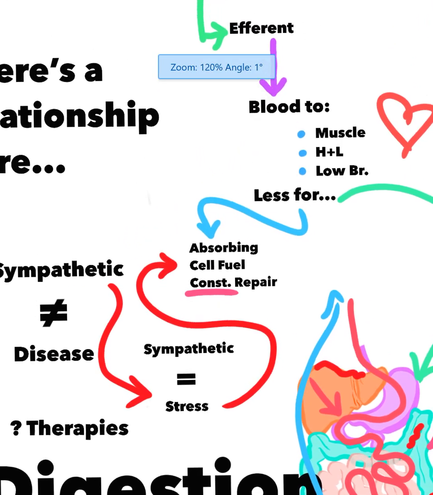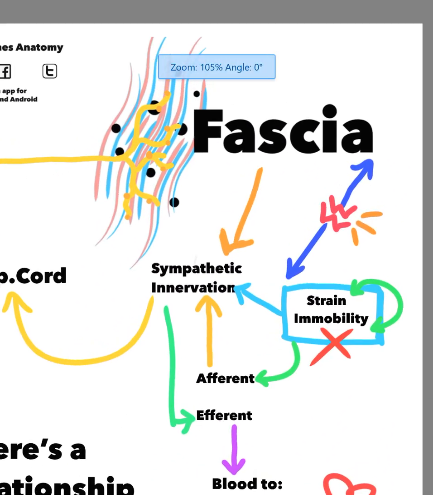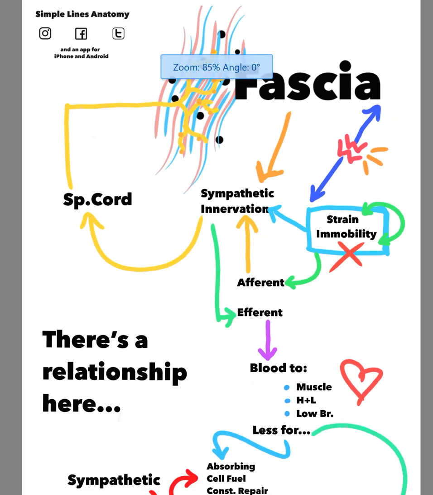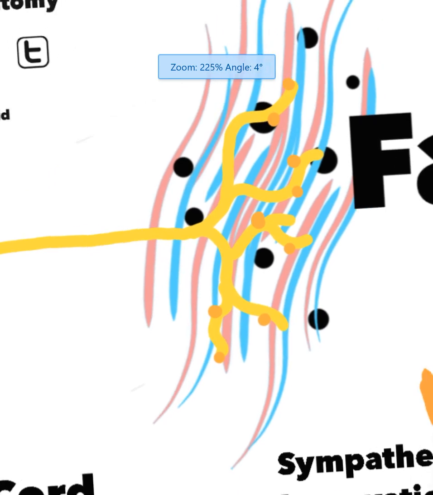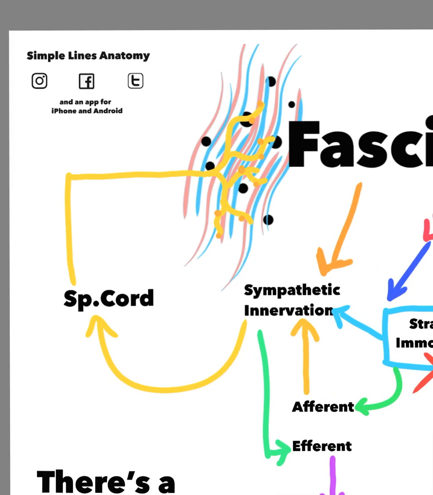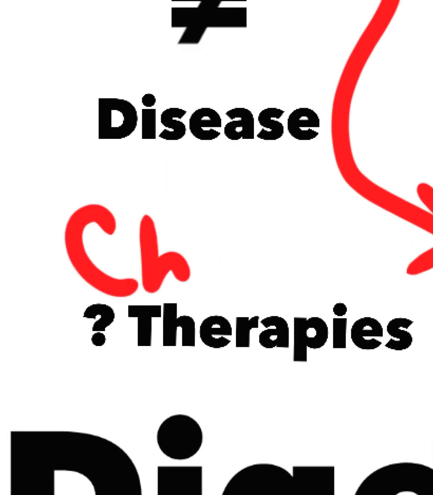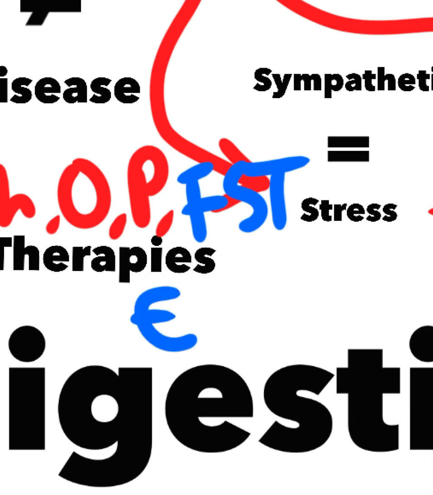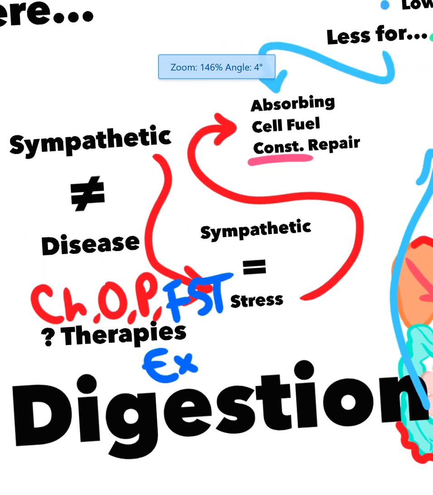We need to start seeing our fascia as part of our healthcare system, part of our health maintenance system, because it's reactive too. It's assisting in the guidance of blood flow in a way. If it's been given sympathetic innervation from the spinal cord, it must mean it's important that it has it. And so this is why therapies such as chiropractic, osteopathy, physio, fascial stretch therapy, and even some of the exercise-based therapies that work on alleviating fascial immobility and fascial strain.